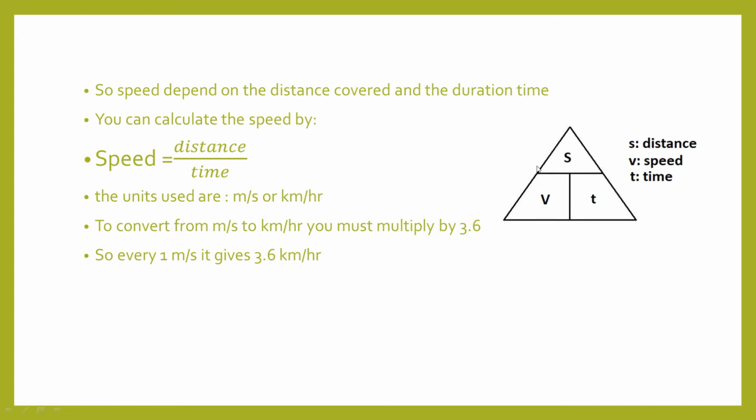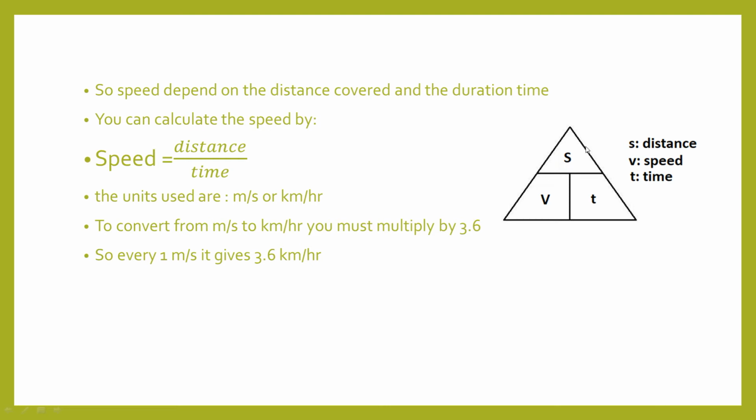Students of year 8, if I ask you to calculate the speed, use the triangular method. It's the easiest way of applying a rule or a formula. So what is S? S represents the distance. V represents the speed, because as I said before, speed and velocity have the same meaning. T represents time. So S is distance, V is speed, T is time.